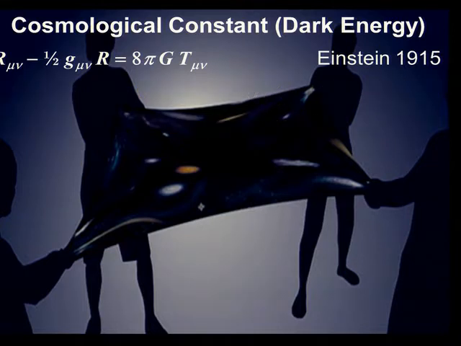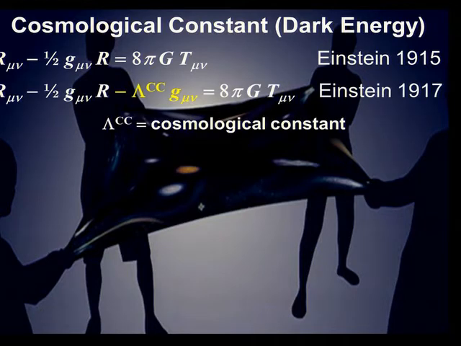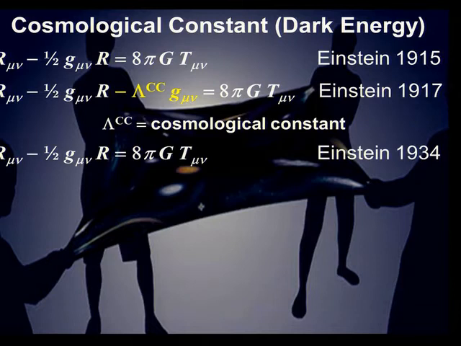A property of space, not a property of the stress-energy tensor. So he introduced something proportional to the metric tensor. It's the only thing he could introduce over there that has the symmetries that he wanted. And there was a constant, the cosmological constant. Then in 1934, he said, never mind, I'm going to take this out and go back to the equations I originally had in 1915.